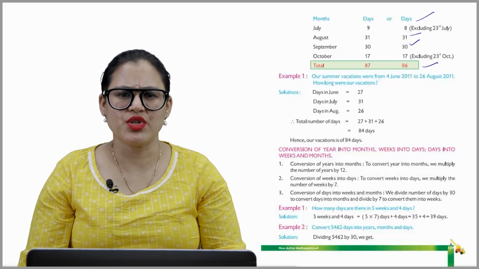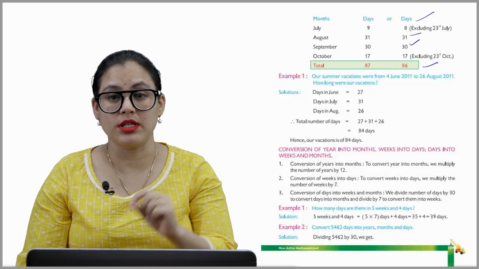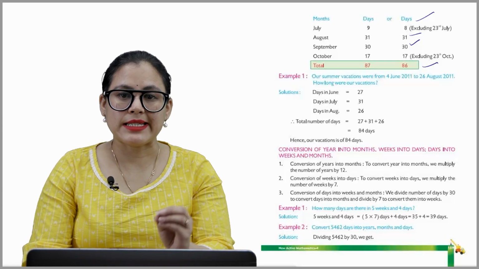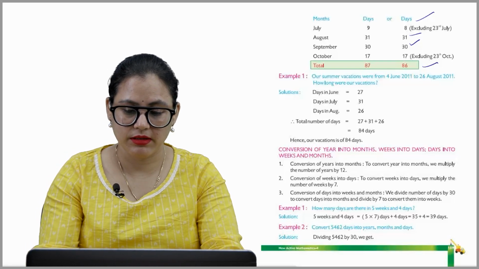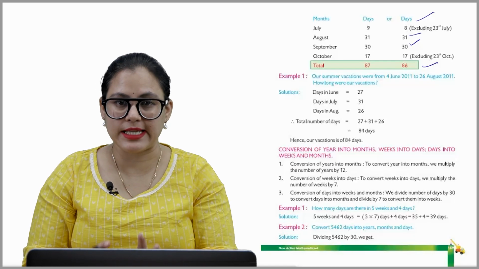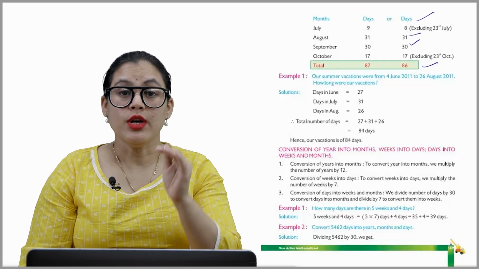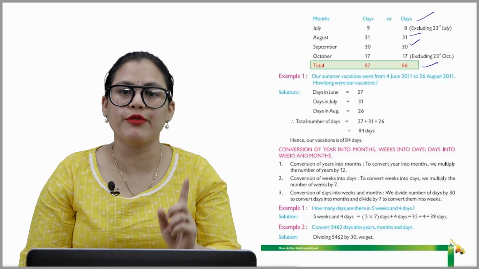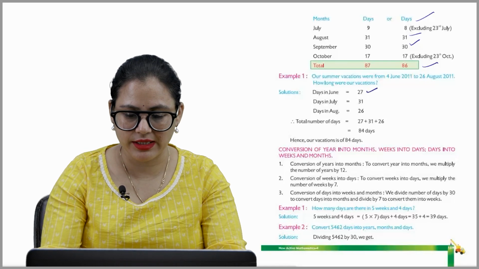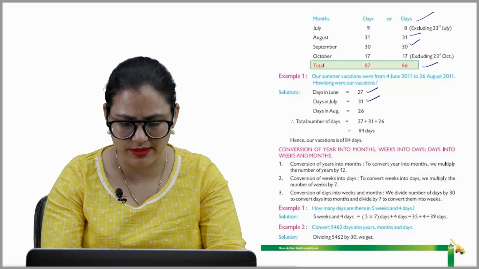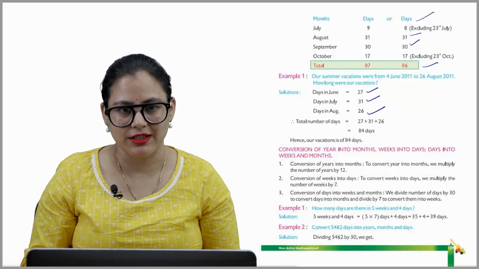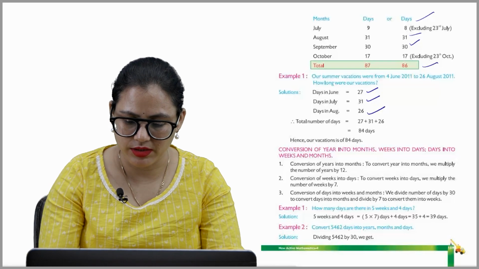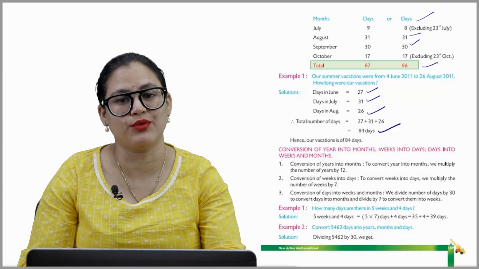Example 1. Our summer vacations were from 4 June 2011 to 26 August 2011. How long were our vacations? Now, days in June. There are 30 days in June, and vacation was from 4 June. In this case 4 June will be included because vacation started from 4 June. So there are 27 days, then July 31 days, and days in August, 26. Here we will not exclude any date, and when we total these numbers, here comes the answer: 84 days. So our vacation is of 84 days.